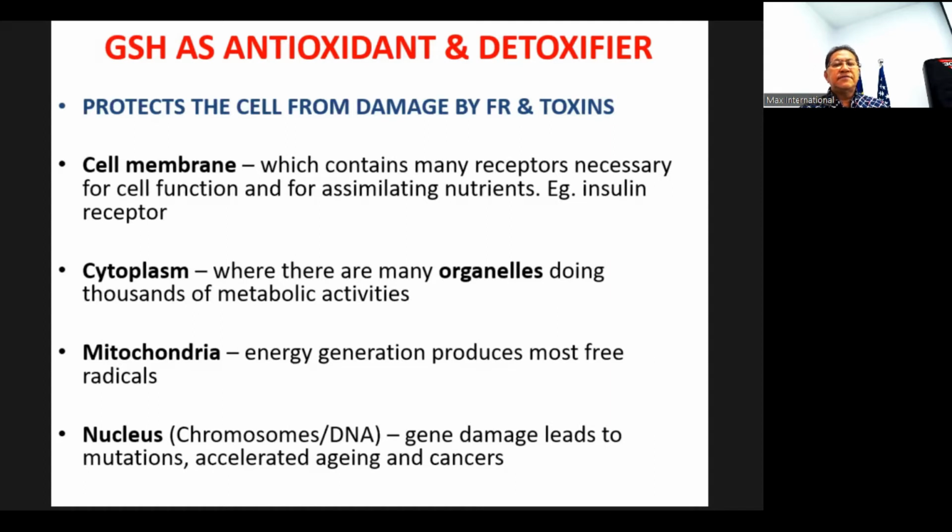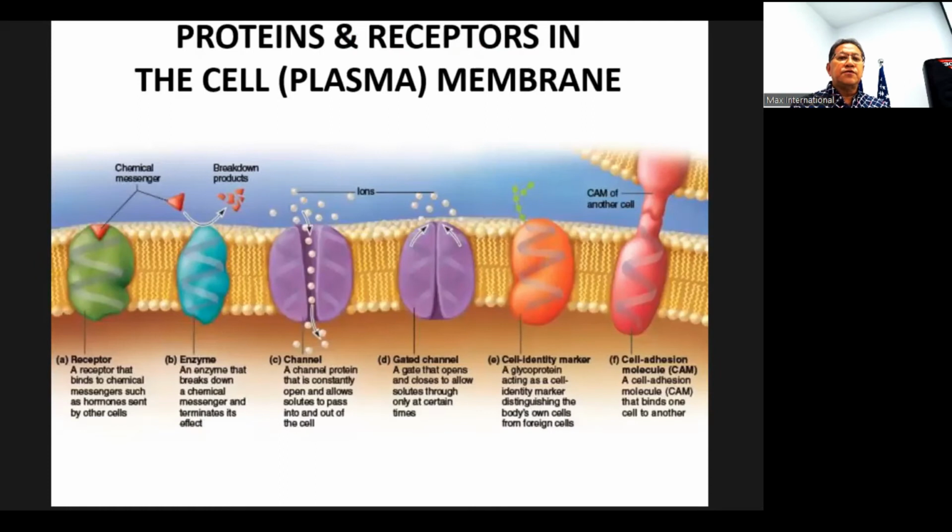And one of the major things that cause damage are free radicals. So glutathione, as the most important, the most powerful antioxidant inside the cell, does its work there. And in fact, many of the toxins are free radicals. Okay, just to show you some of the receptors at the cell membrane.